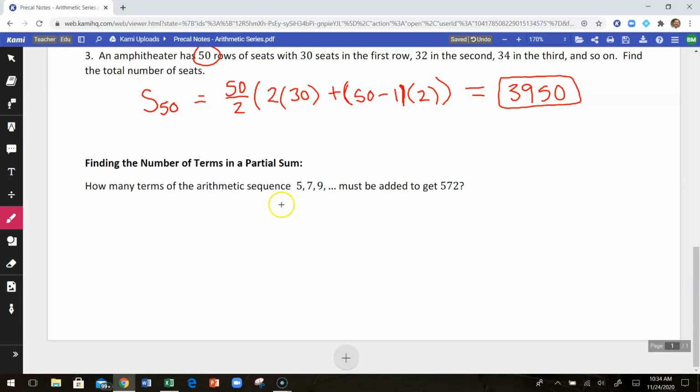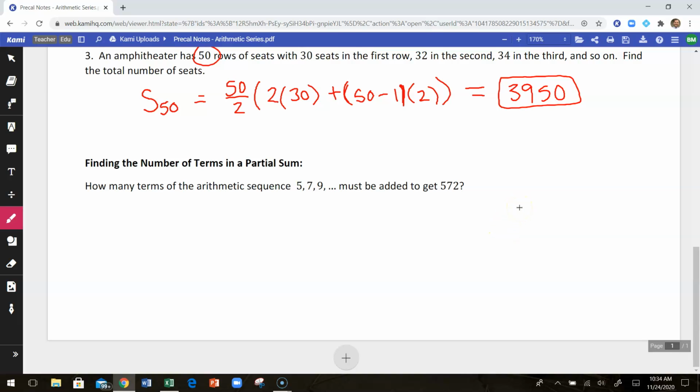Okay, last one is a little bit tricky here. So we want to find the number of terms in this partial sum. So I know the value of the sum, right? So I've got a sequence that starts 5, 7, 9. I know it's arithmetic, it tells me that. So my common difference is 2. How many of those must be added to get 572? So I want my sum to be this value. How many of these terms do I need to add together?